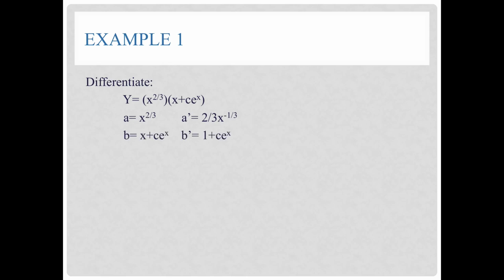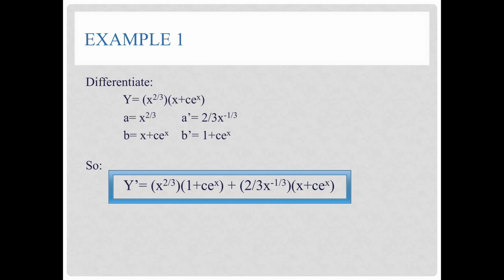Our daddy function b is x plus c times e to the x, and the derivative of our daddy function is 1 plus c e to the x. So now combining those using the product rule, we get y prime equals x to the 2/3 times 1 plus c e to the x plus 2/3 x to the negative 1/3 times x plus c e to the x.